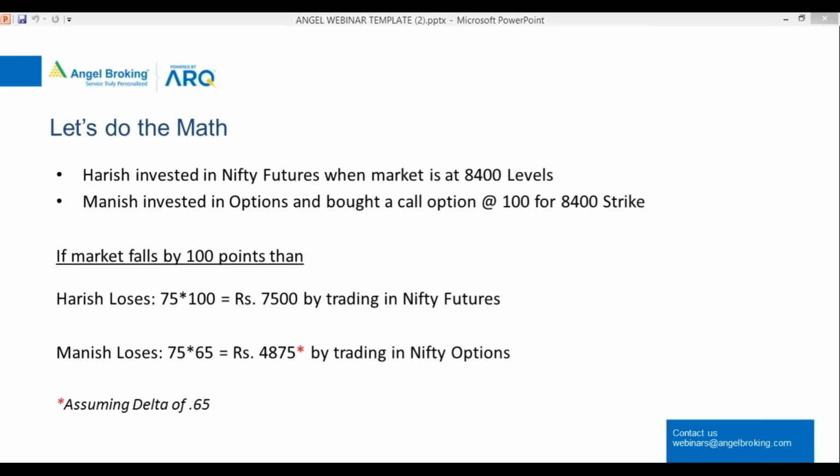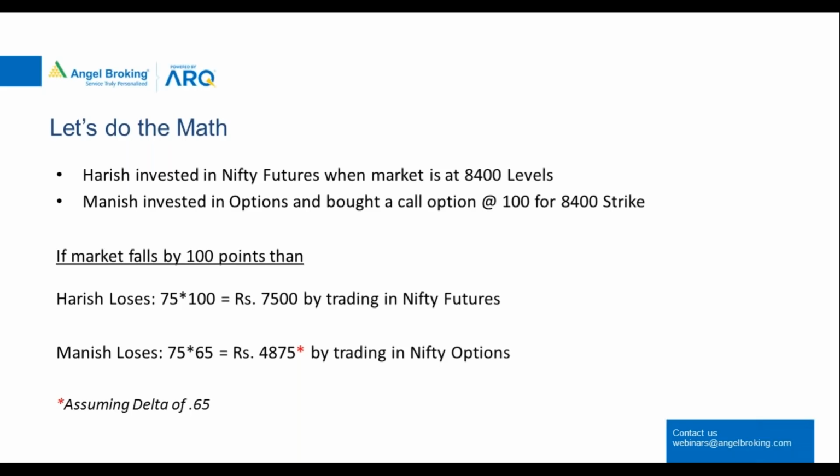In this case, Harish, who has bought Nifty futures, will now lose, because the lot size is 75, so he will lose 75 into 100, that is 7,500 by trading in Nifty futures. Whereas Manish, who has invested in options and has bought a call option at a 100 rupee premium for an 8,400 strike, will lose 75 into 65, that is 4,875 by trading in Nifty options.